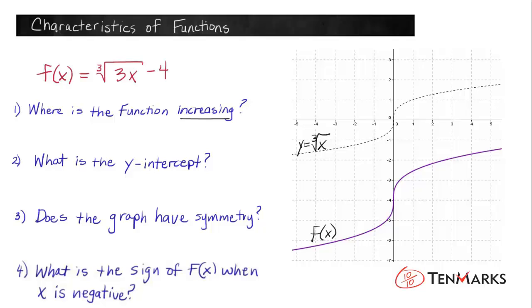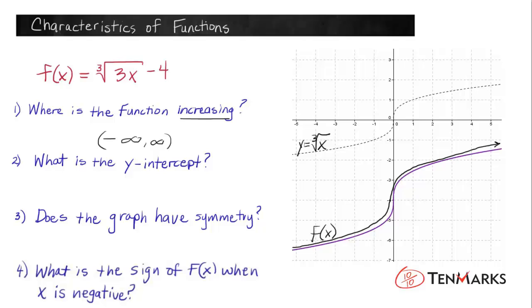And when you have a graph to look at, it makes it much easier. You're just looking for where the graph is going uphill or moving up. And if you look along this graph, it has to be left to right. If we look from the left to the right, we're increasing really the entire graph. At some places we're increasing at a faster rate, like as we get close to this y-axis, but we're increasing the entire graph. So in answer to question number 1, where is the function increasing? It's increasing from negative infinity to positive infinity. So it's increasing over the whole interval, the whole graph.